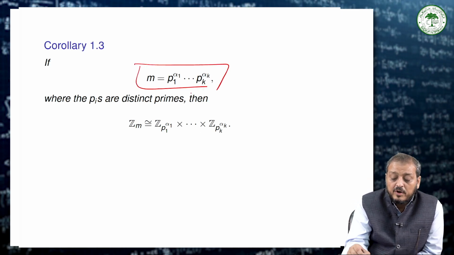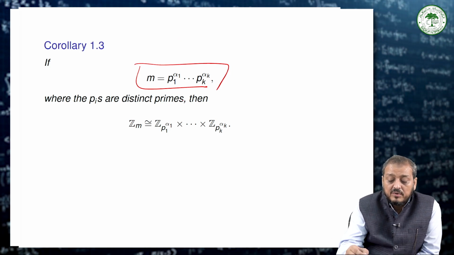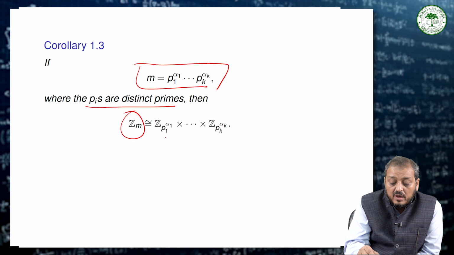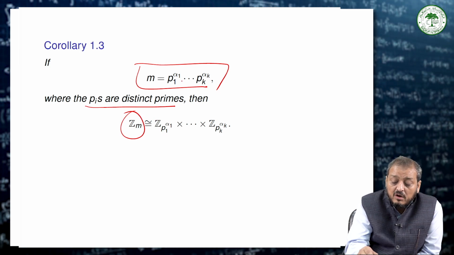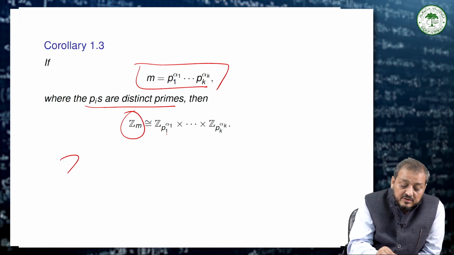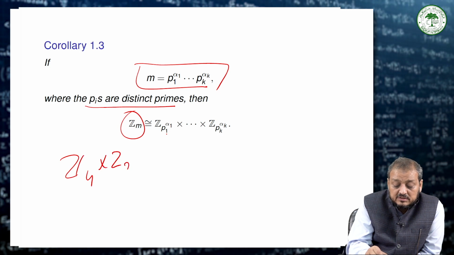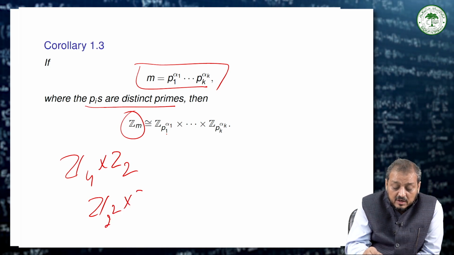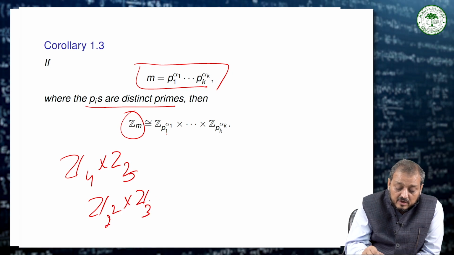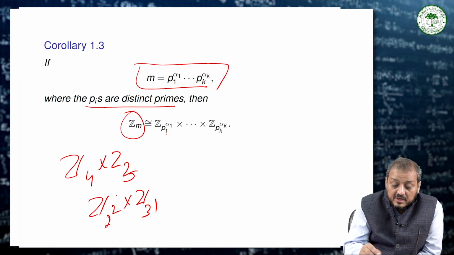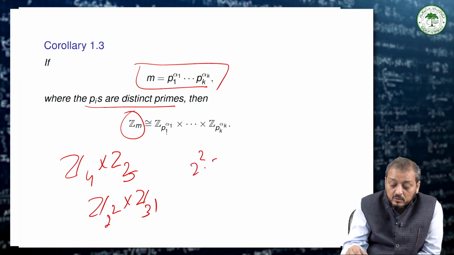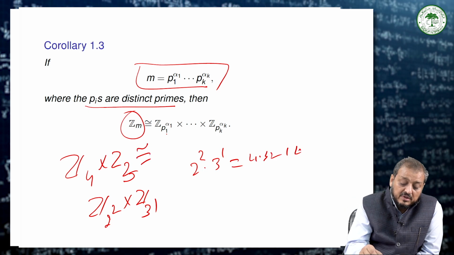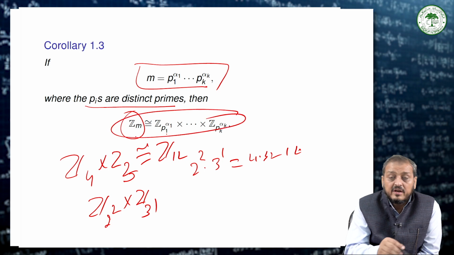If m is written as a product of powers of primes, p1 to the power alpha 1, p2 to the power alpha 2, and pk to the power alpha k, where the pi are distinct primes, then Zm is isomorphic to the product of all these. For example, if we have Z4 cross Z3, then Z4 can be written as 2 to the power 2, and Z3 as 3 to the power 1. So m can be written as 2 squared into 3 to the power 1, which is 4 into 3, equal to 12. Then this is isomorphic to Z12. So we can write it in this form.